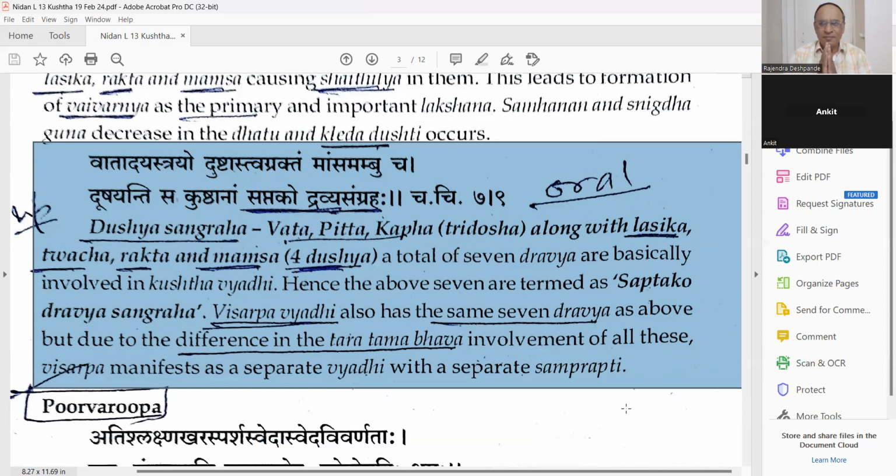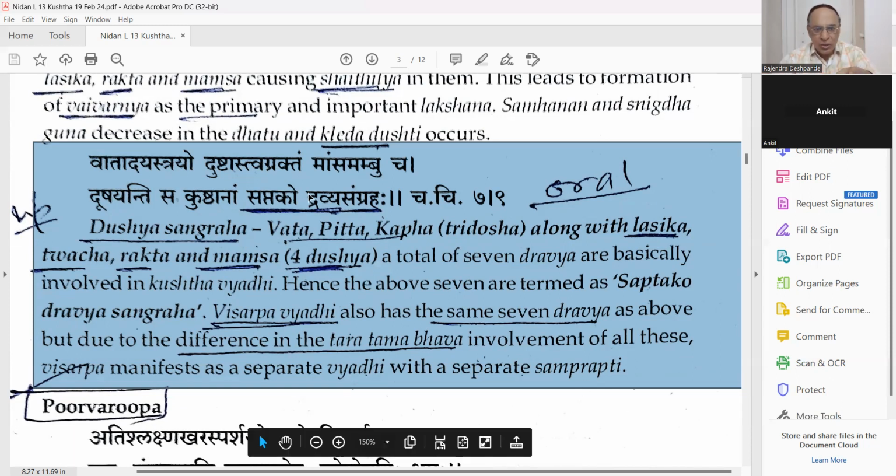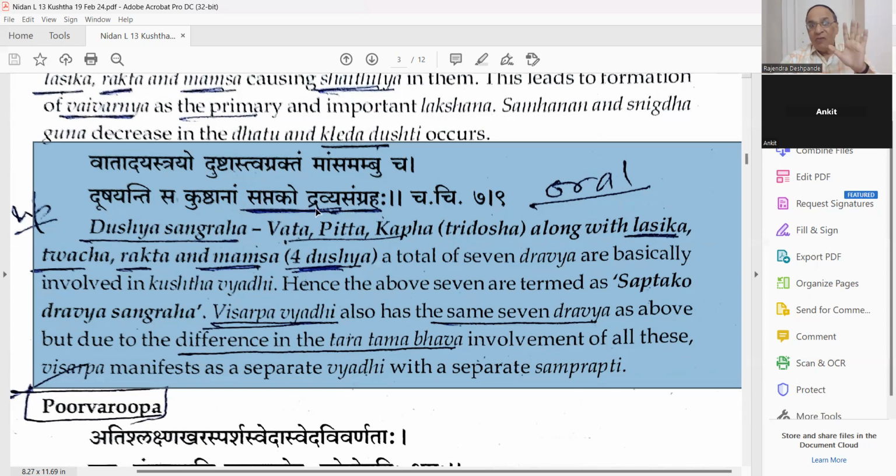Very important. I request all of you, write down Kushtha Sapta Dravya Sangraha. See my cursor on the screen. Sapta, 7. Dravya Sangraha. Which are the pathological elements in the Kushtha Vyadhi? They are 7. Please write down those 7 immediately. This is for SAQ. This is for oral. This is everywhere. Describe Saptako Dravya Sangraha in Kushtha. Write it. Saptako, 7 pathological elements. You make the numbers.